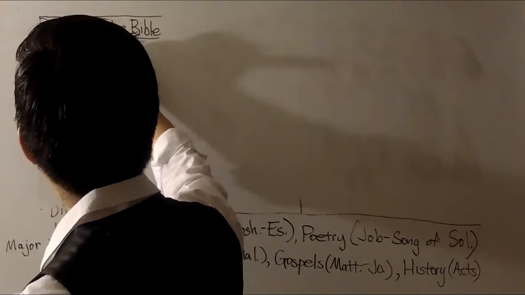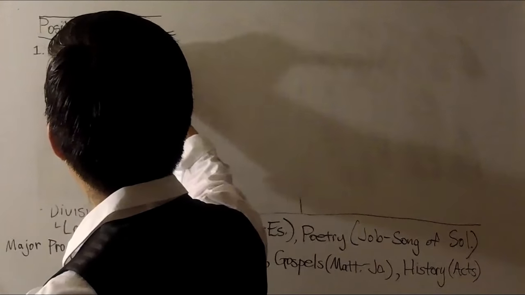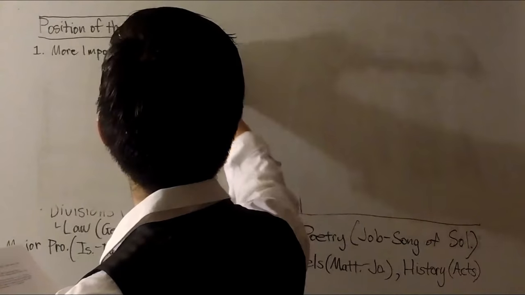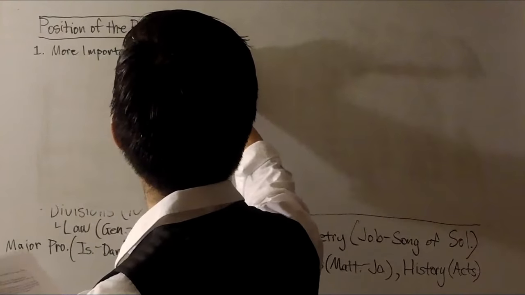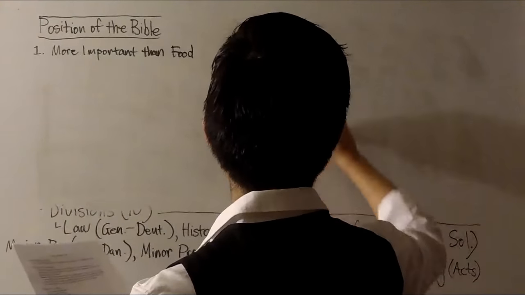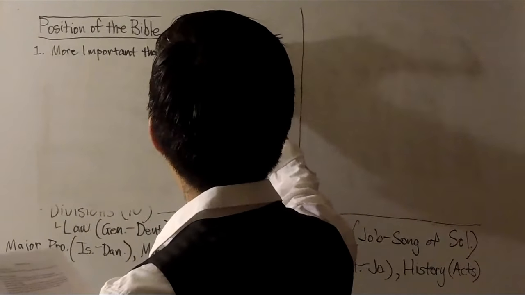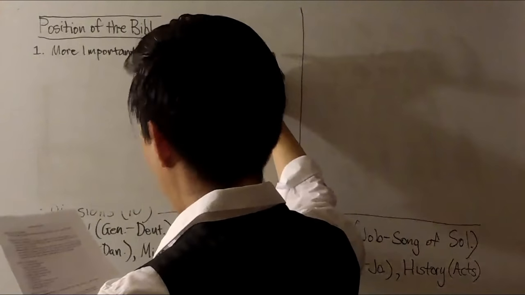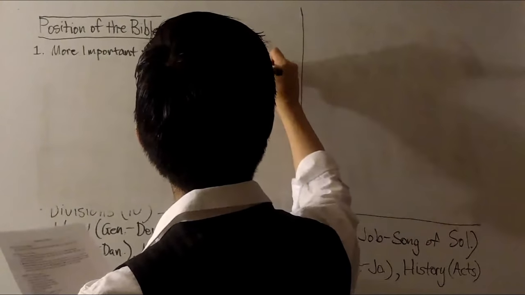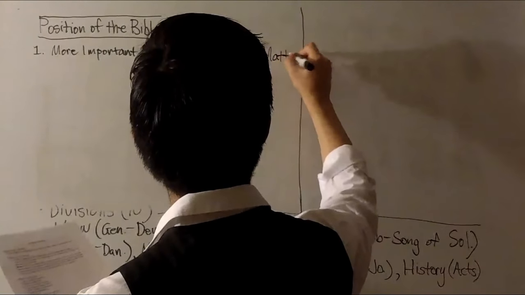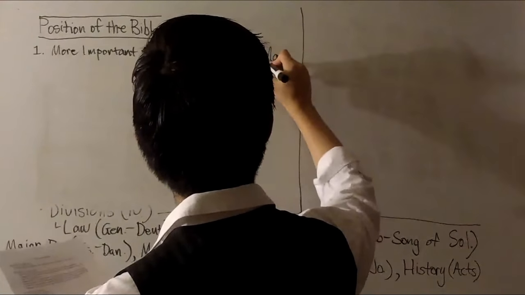So it's more important than food. Now, we're going to look at the book of Job, chapter 23. More important than food. Let me draw a half line right here. Look at Job chapter 23, and we'll read verse 12. And then if you have time, jump to Matthew 4 as well. Have your second hand at Matthew 4:4.